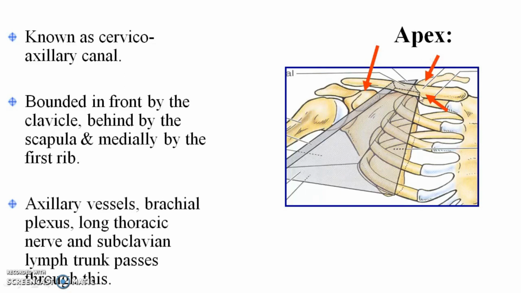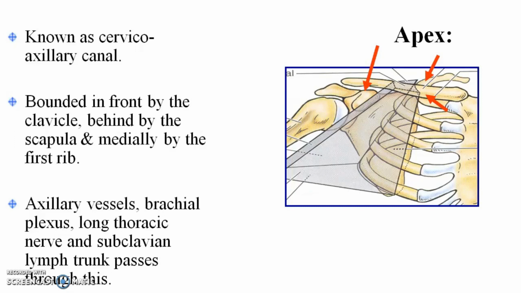In this apex, what structures are going to be transmitted? Those are the axillary vessels such as artery and vein, along with the brachial plexus, and also the long thoracic nerve, along with the subclavian lymph trunk. All these structures are going to pass through this cervicoaxillary canal.